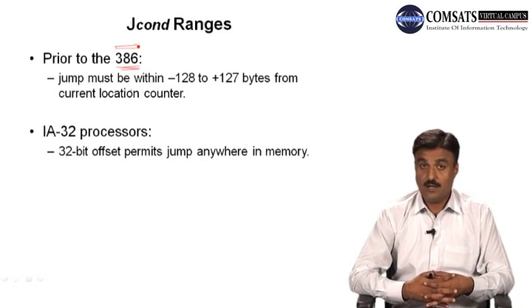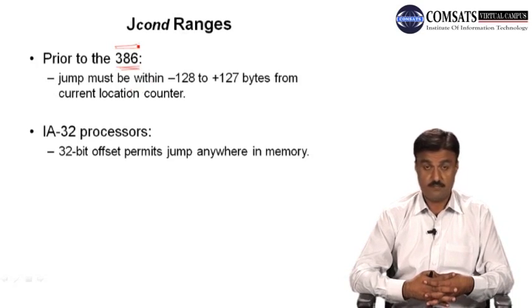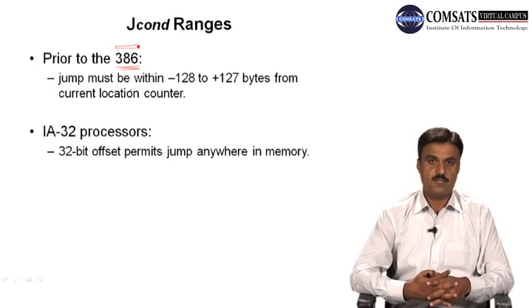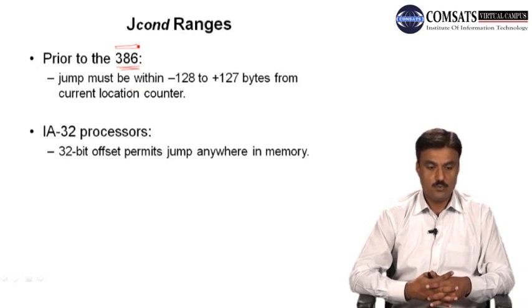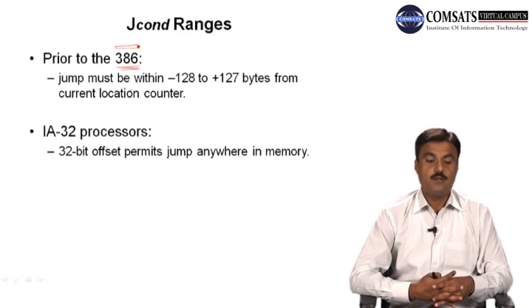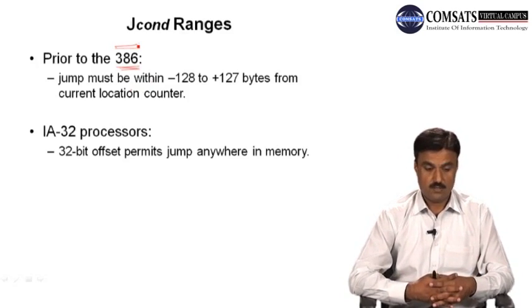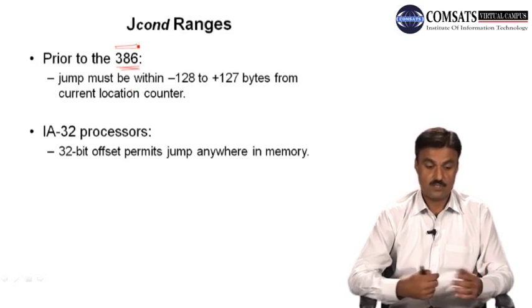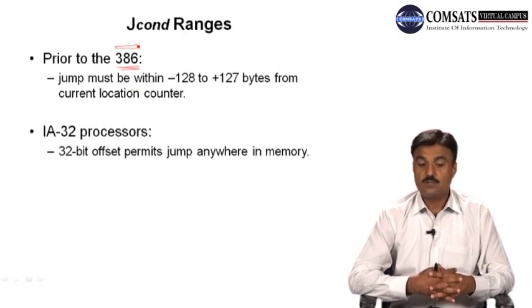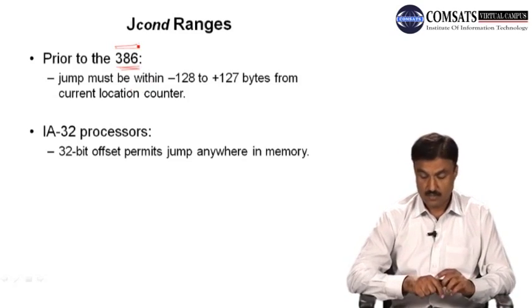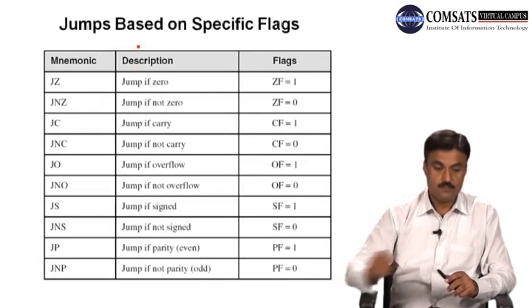But in the case of Intel's 32-bit architecture processors, a 32-bit offset permits a jump anywhere inside the memory, because we have 32-bit size instructions and address size. So you can jump anywhere inside the memory. Okay, this is one note.